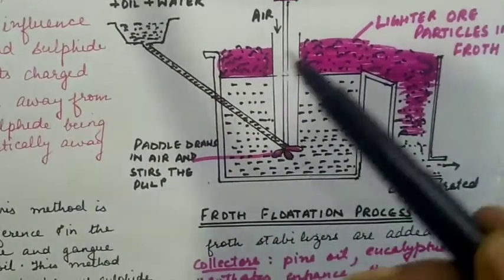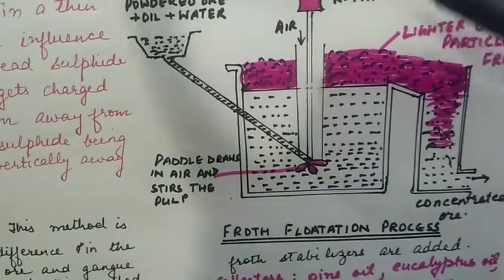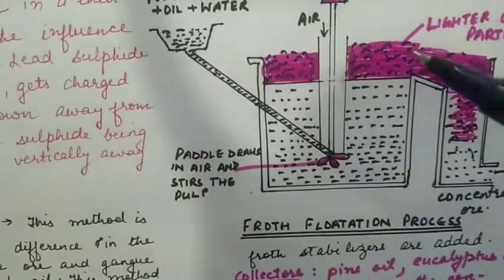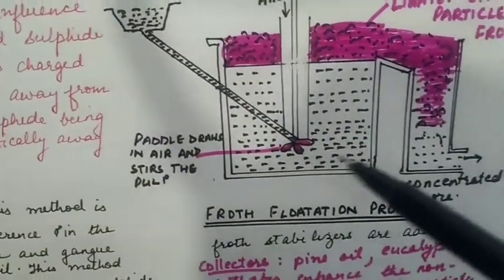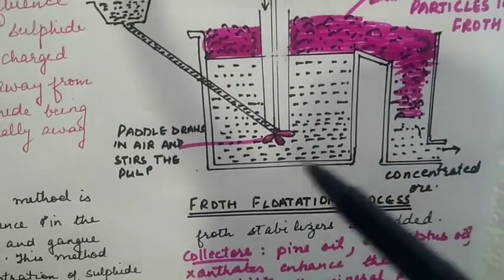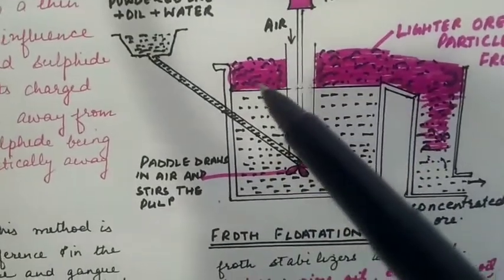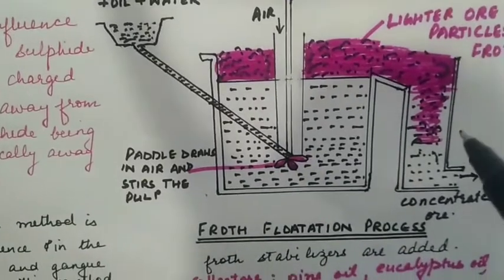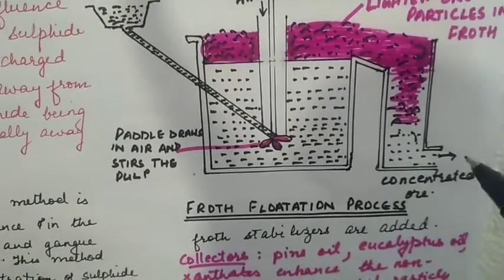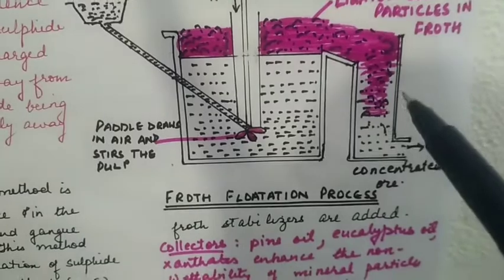The sulfide ore sticks to the froth and forms a separate layer at the top, whereas the heavier impurities remain at the bottom of the tank. This froth is skimmed over or taken over to another chamber where it later settles down and is purified.